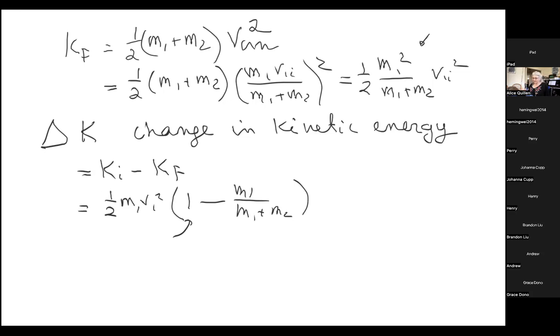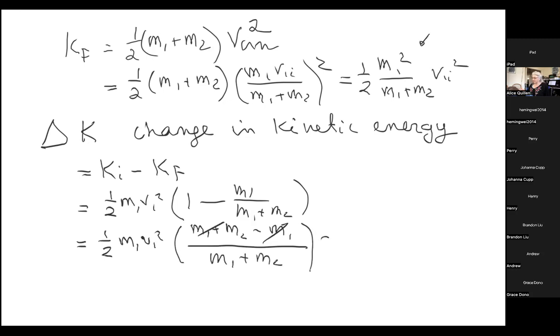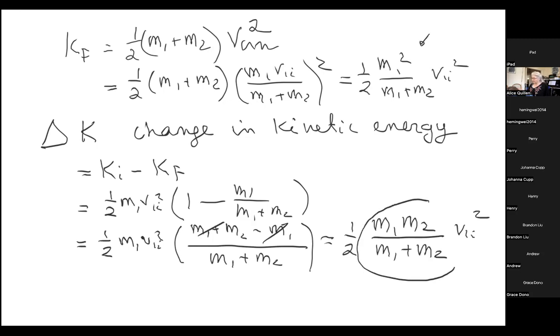let's just do the arithmetic out. M1 V1 squared. Get rid of 0. This is M1 plus M2 minus M1, so this cancels this. And it looks like this. You guys should recognize this is the reduced mass. So what does that tell you?